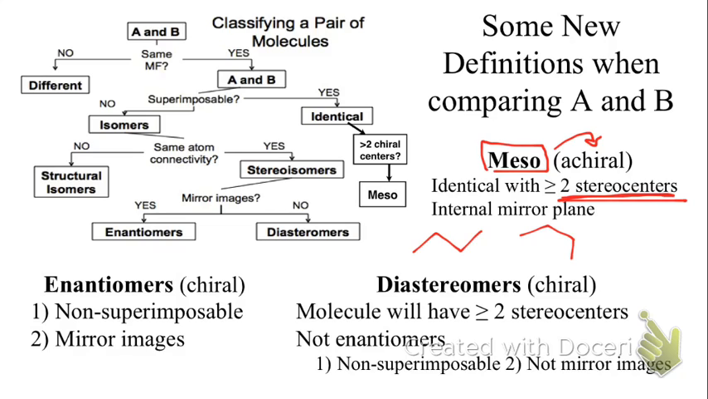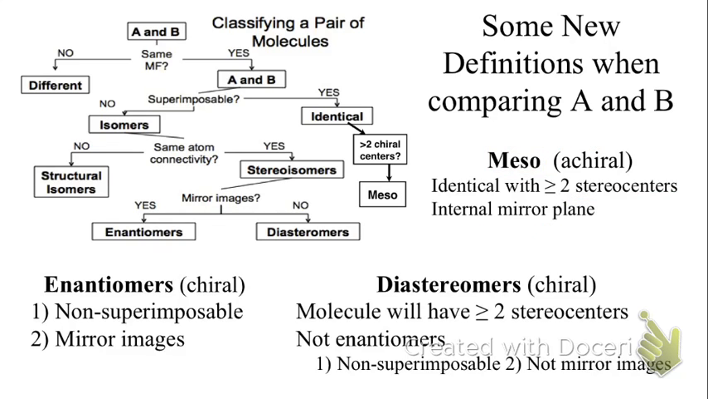They don't have stereocenters, or neither of them have stereocenters. Even though they do have an internal mirror plane, they are not meso. That compound is not meso because it doesn't have those 2 stereocenters.